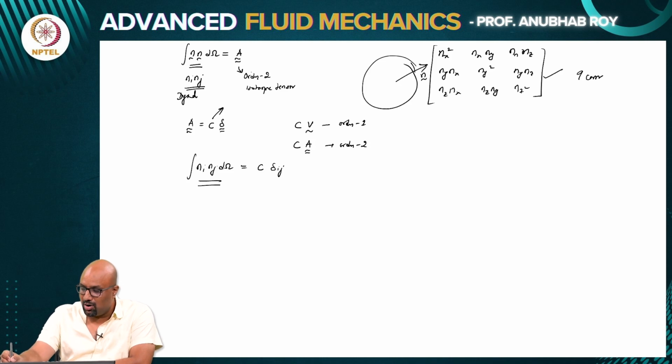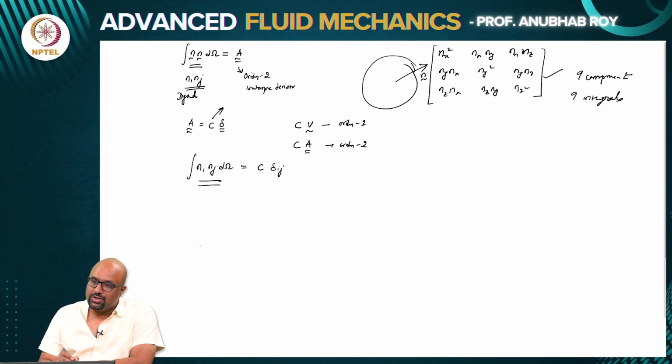So, there are 9 components of this order 2 tensor. So, I need to do 9 integrals. Instead of doing 9 integrals, I have realized that the symmetry of the problem, the fact that you are dealing with an isotropic quantity, immediately tells you that there is only one constant in the problem. You do not need to do all the 9. And do we really need to do all 9?